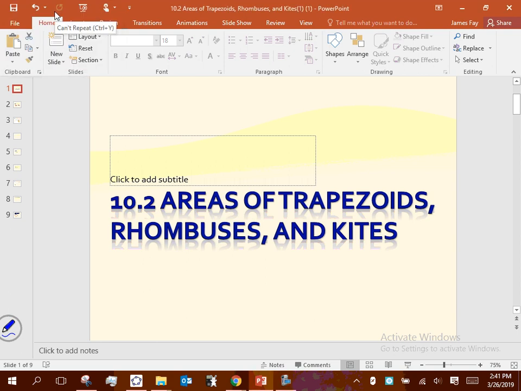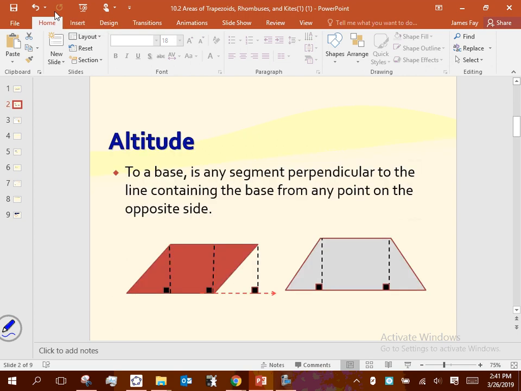All right, so 10-2 areas: trapezoids, rhombi, kites. Here is the formula for rhombuses. Actually, let's slide back first. This was on yesterday's PowerPoint, right? It's in today's PowerPoint. It's been throughout the year through about 6 PowerPoints. It means it's important, okay?